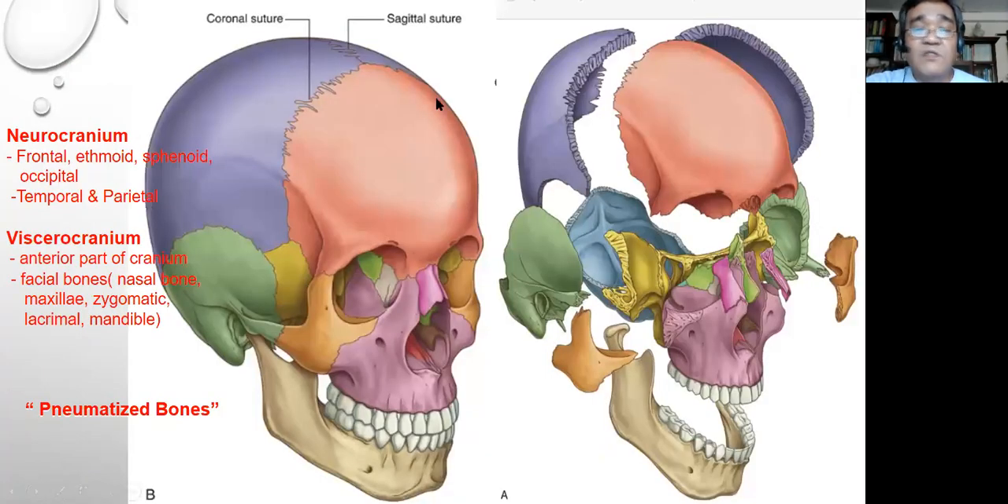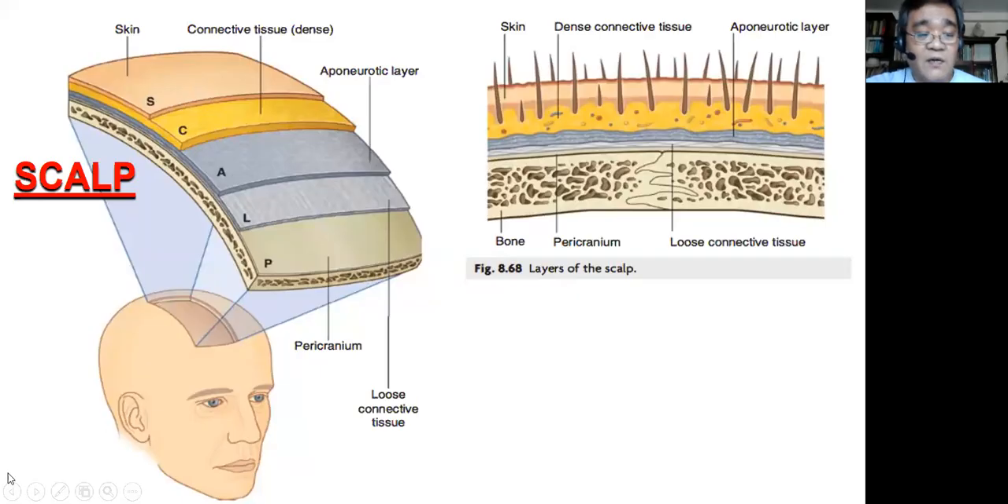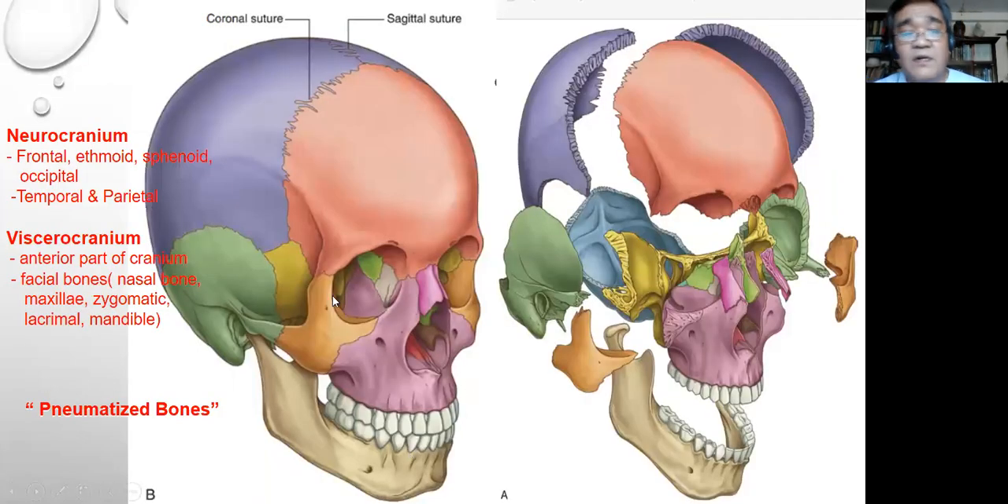Okay, so these are the bones forming your neurocranium. Just to reiterate, your frontal bone, your parietal bone, your occipital bone over there, partly your temporal bone, and those forming your viscerocranium or the anterior part of your skull is your facial skeleton. You have your maxilla over here. You have your lacrimal bone over here, nasal bone, and your mandible.